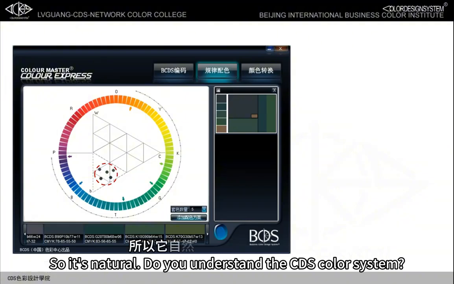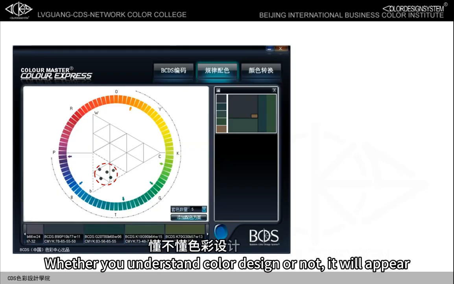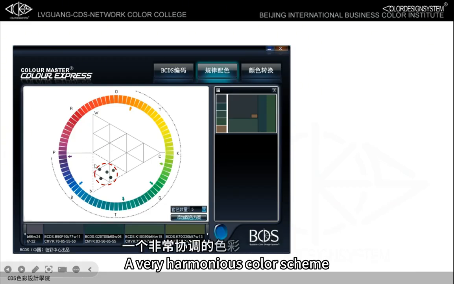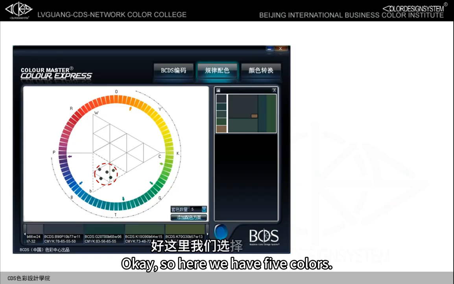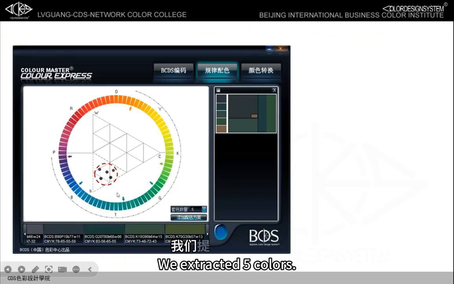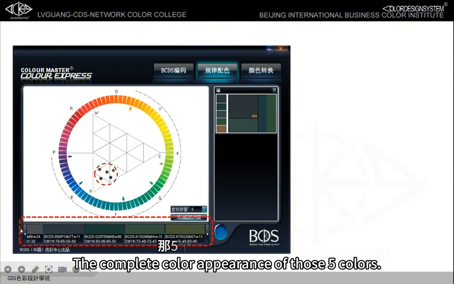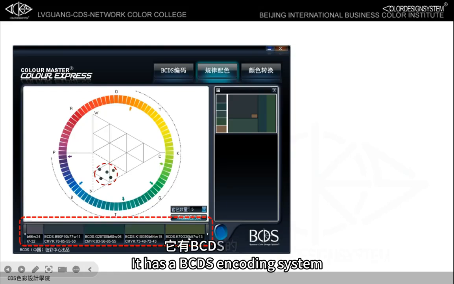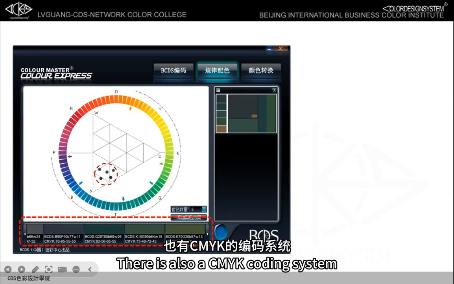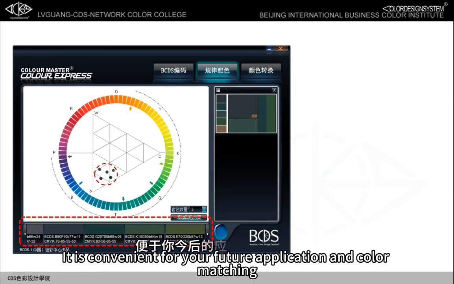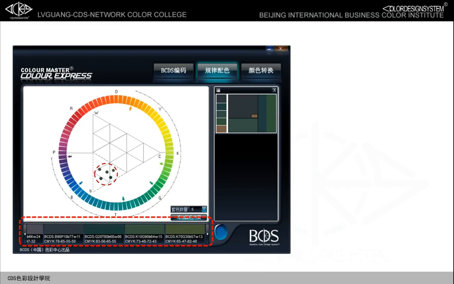So it's natural. Do you understand the CDS color system? Whether you understand color design or not, a very harmonious color scheme will appear. Okay, so here we have 5 colors. We extracted 5 colors. Here is what we produce: the complete color appearance of those 5 colors. It has a CDS encoding system. There is also a CMYK coding system. It is convenient for your future application and color matching.